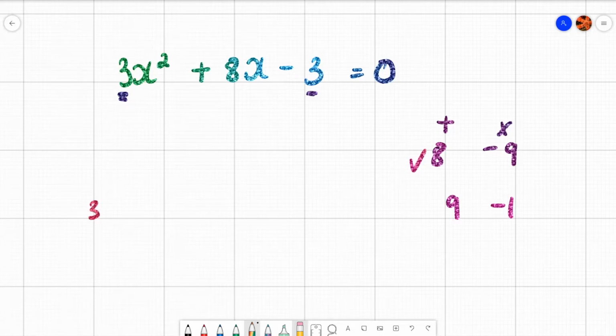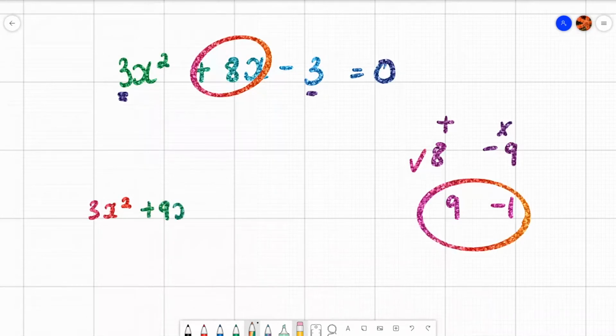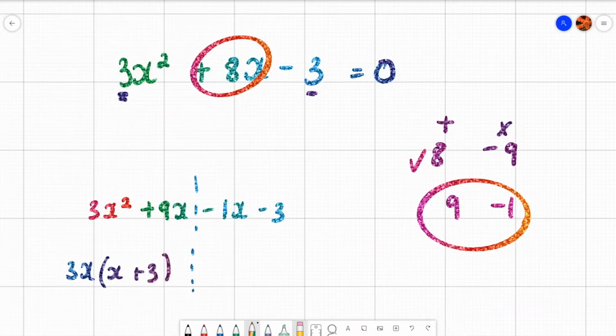So I do 3x squared, and then I just replace the middle one with these here in any order. I'm just going to do plus 9x, take 1x, and then minus 3. Now you split down the middle and factorise each side. So on this side here, I know that I can take out a 3 because 3 goes into 3 and 9, and they both have an x, so I can take out an x. And then it's x plus 3 in the middle, because 3x times x would give me 3x squared, and 3x times 3 would give me 9x. Remember, whatever this bracket here is, you put here.